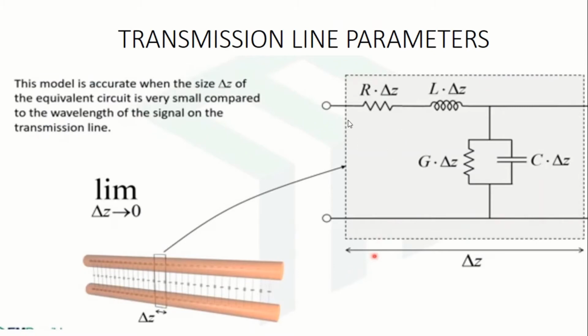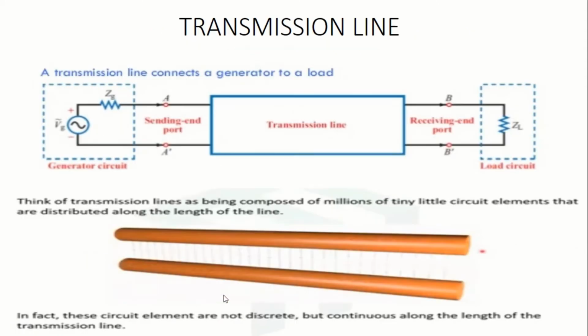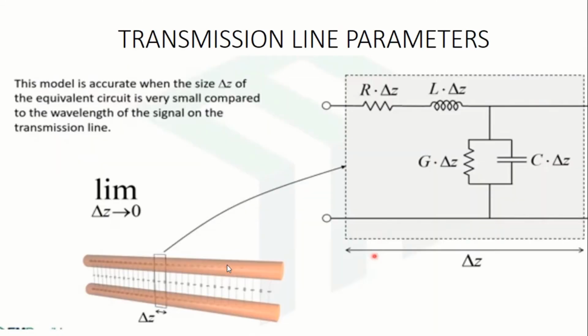Now imagine the transmission line parameters. As I told you, the parameters are R, L, G and C. So you have your representation of del z cell. This model is made accurate when, in this equivalent circuit, we assume del z is approaching 0. I told you it is continuous. All elements are continuous. You can see the difference between the previous diagram and this diagram.